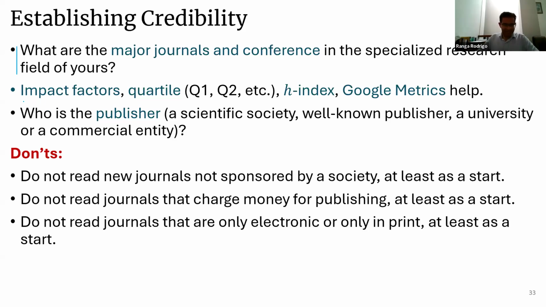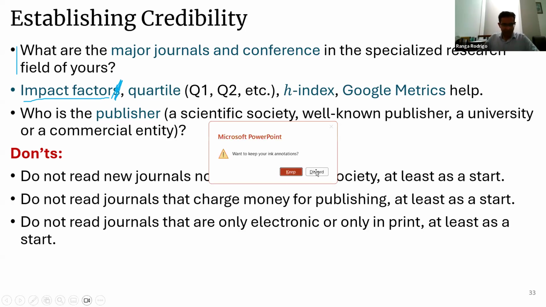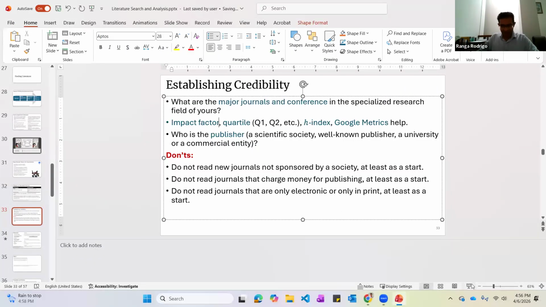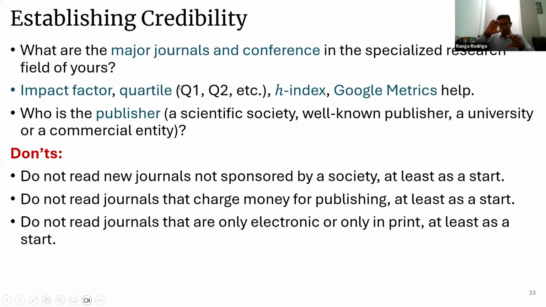Then you can use things like impact factor. I said impact factors, which is wrong, and I should correct it right now. It's called impact factor, and the quartile. What is the quartile? You can get the top 25%, second 25%, third and fourth. The top one is called Q1, quartile 1, then quartile 2, quartile 3, and so on, based on some ranking. H index, I will talk about how to compute that. Google metrics, these things can help. And citations definitely help.